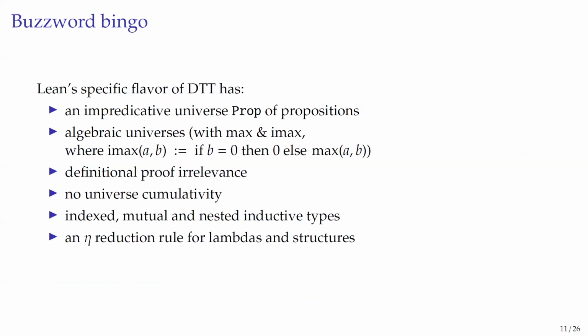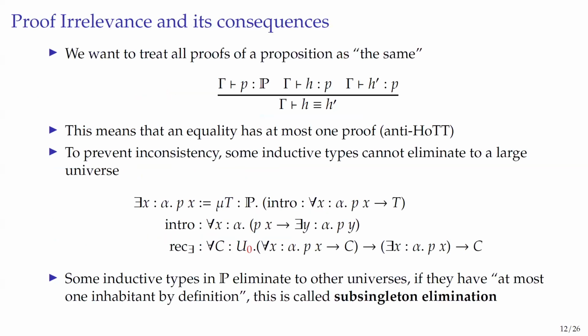It has iota for inductive types. It has eta for structures specifically. It also has proof irrelevance, as I mentioned. So we want to treat all proofs of a proposition as the same. That means that equality has at most one proof. And to prevent inconsistency, this means that some inductive types can't eliminate to a large universe.